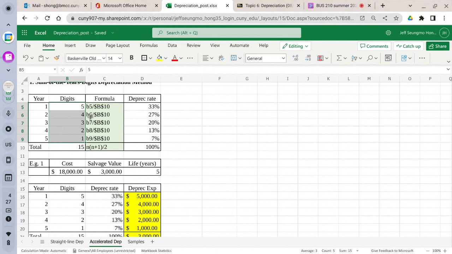Now, think about it. If this is straight line depreciation, we know each year is going to be 20%. Depreciation rate will be 20% every year. But in this method, the first year is 33%. Let me use two decimal places, because I always emphasize this. The first year is 33%. Second year, 26. Third year, 20. In other words, you see it is declining. Early on, you are depreciating the most. And over the years, the depreciation rate is declining.